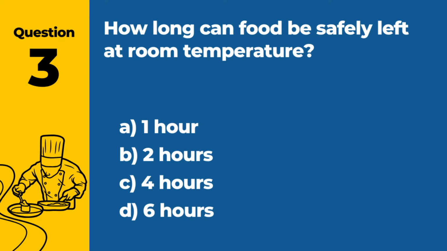Question 3. How long can food be safely left at room temperature? A. 1 hour. B. 2 hours. C. 4 hours. D. 6 hours. Answer: B. 2 hours. Food can be safely left at room temperature for up to 2 hours. Beyond this, it enters the danger zone for bacterial growth.